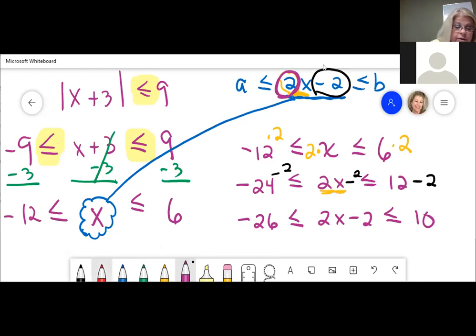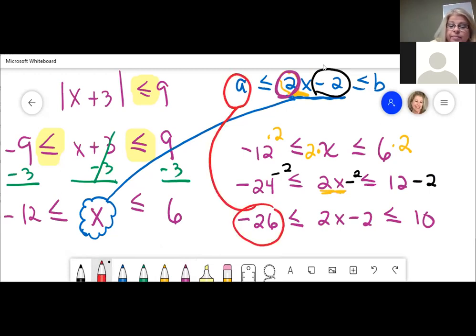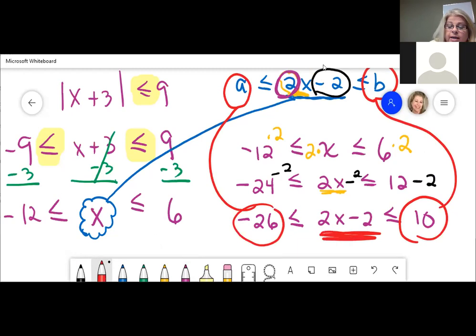A, let's see, I haven't used red yet. This right here is my A, and this right here is my B. And I have the 2x minus 2 in the middle because that's what it said originally. 2x minus 2 has to be between A and B. Well, wasn't that a fun little problem?